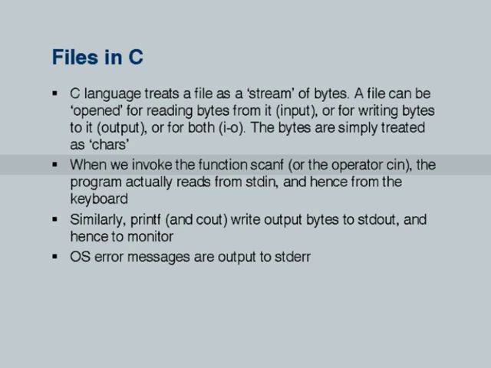So when we invoke the function scanf or our operation cin, which we have been using, the program actually reads from stdin and hence from the keyboard. Similarly, when I say printf or cout, the output is written to stdout and hence to the monitor. And as I said, OS error messages are output to stderr.